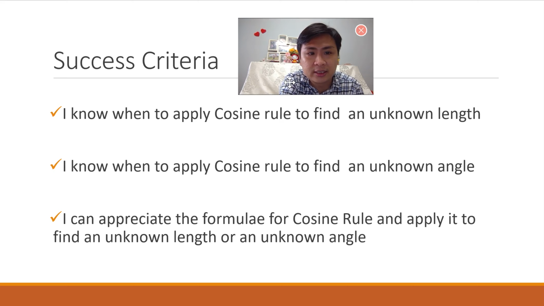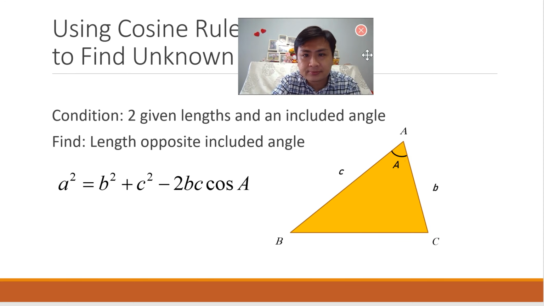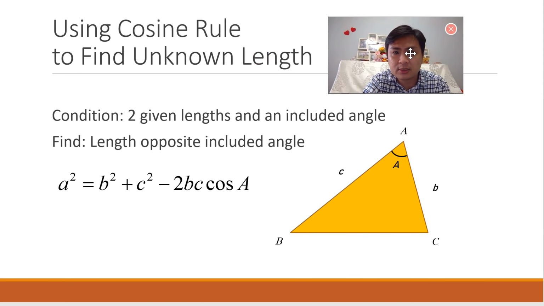Okay, so let's take a look at the formulas itself. If we want to make use of the cosine rule to find an unknown length, we will need to have two given lengths given to us as well as an included angle. In this example over here, we have a given length B and a given length C. In this case, angle BAC is the included angle, because it's an angle that is sandwiched in between B and C.